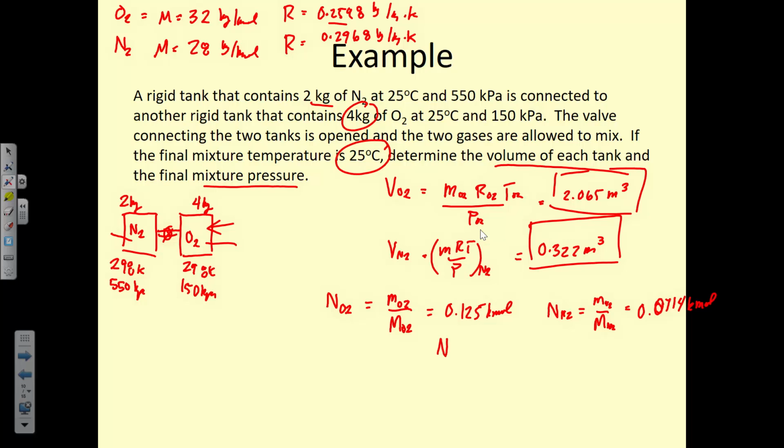So then we find the N of the mixture is equal to this plus this, which is 0.1964 kilomoles.